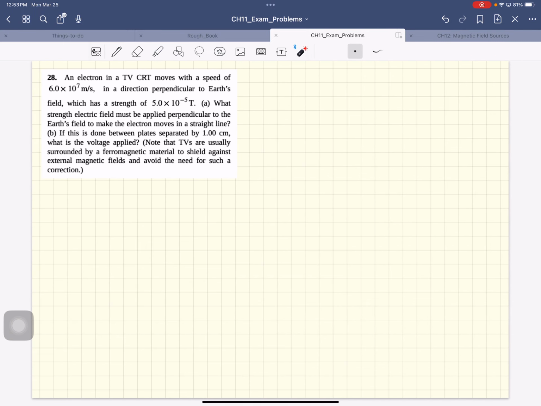All right, an electron in a TV CRT tube moves with the speed of that in a direction perpendicular to the Earth's field, which has a strength of 5 times 10 to the minus 5 Tesla. What strength electric field must be applied perpendicular to the Earth's field to make the electron move in a straight line? Okay. If you check your notes, we will see that there's something called a velocity selector.